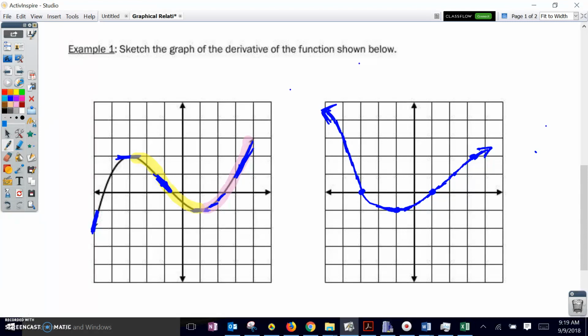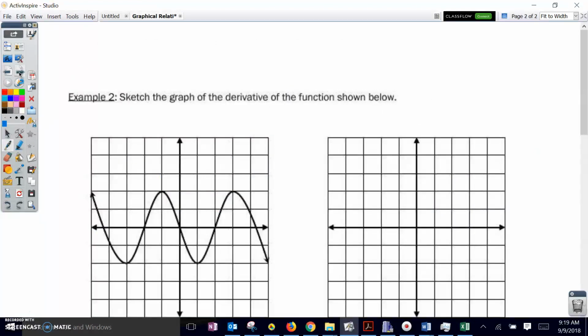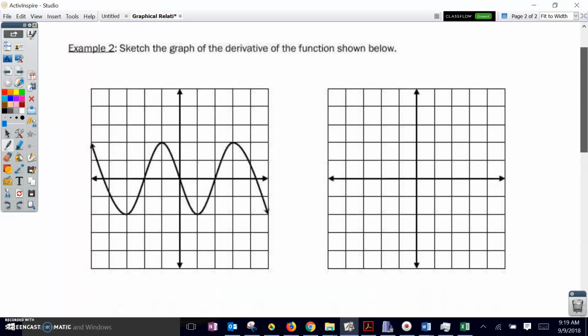Alright, let's go on to example 2. In example 2, we have an oscillating situation. We've got a lot of zeros. Got a 0 here, and a 0 here, and a 0 here, and a 0 here. So I'm going to go ahead and plot all those 0 values for the derivative.